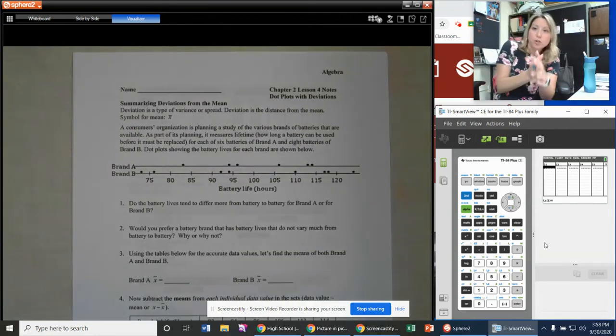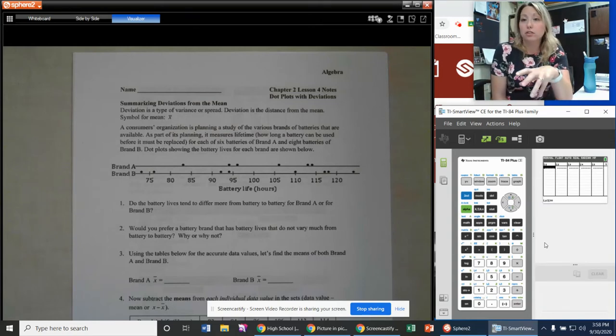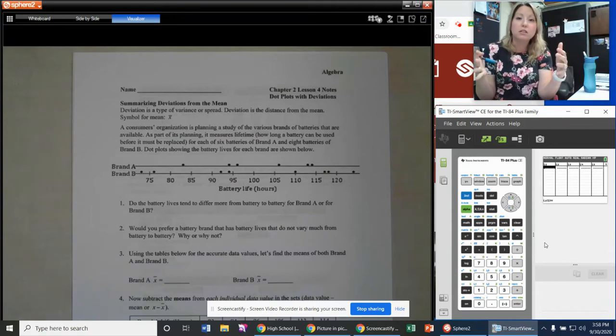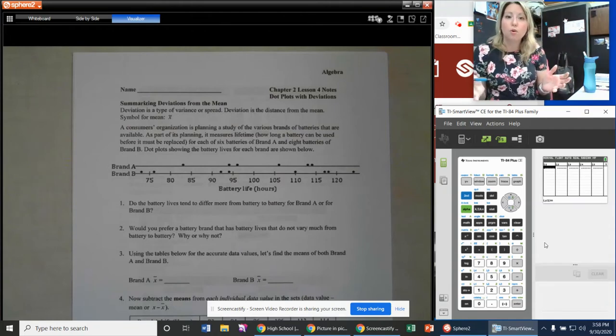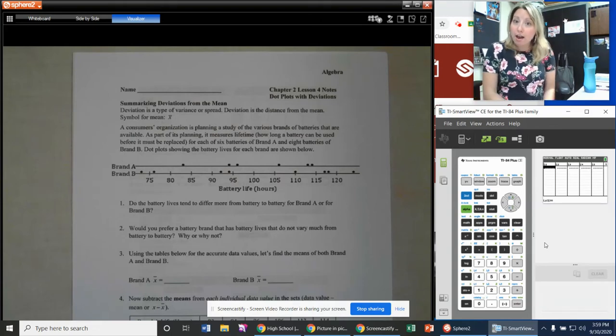Okay, so first things first. At the very end of our last video, when it came to creating our dot plots, we learned about standard deviation. And that standard deviation was the typical distance each side of the mean, one above and one below, where most of our data fell. The mean, of course, being our X bar, our average.